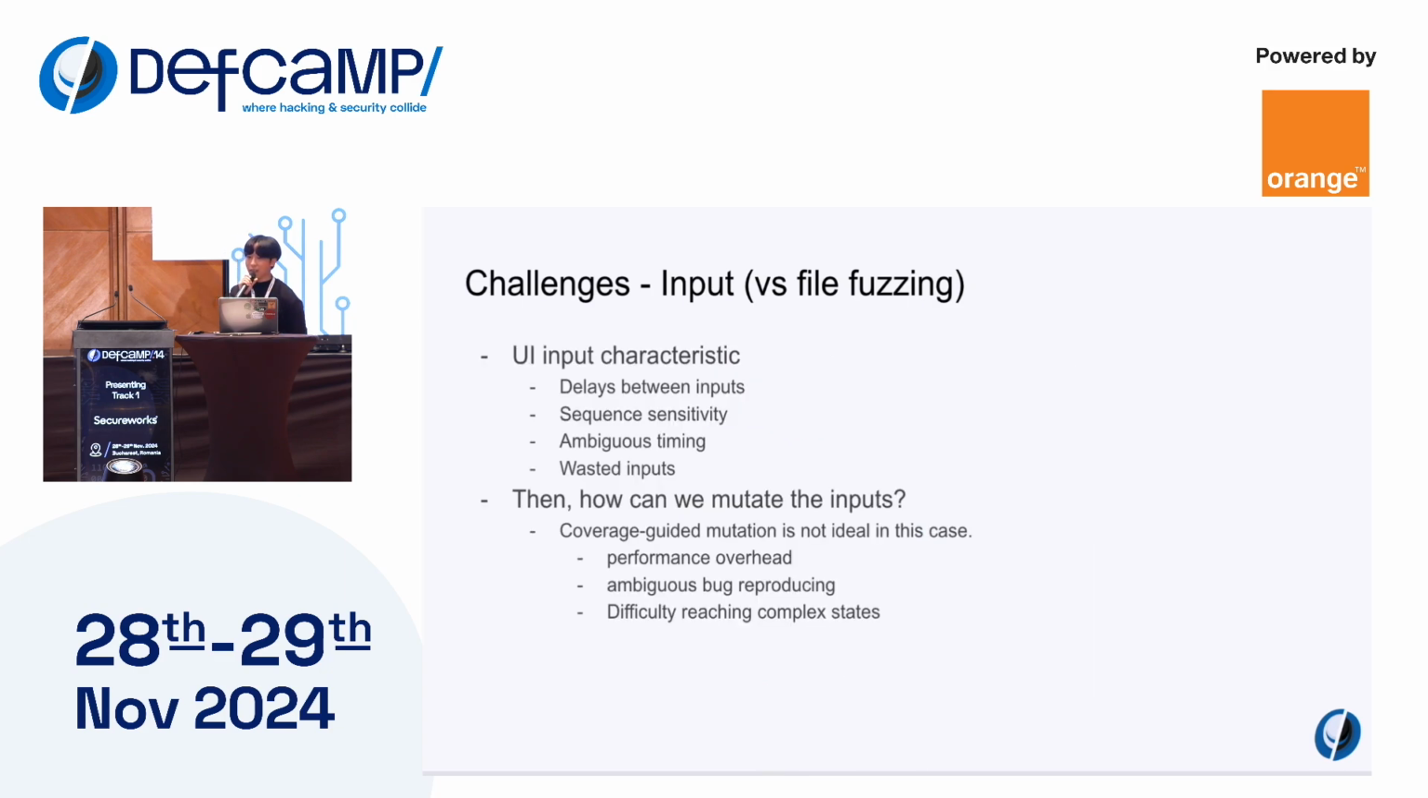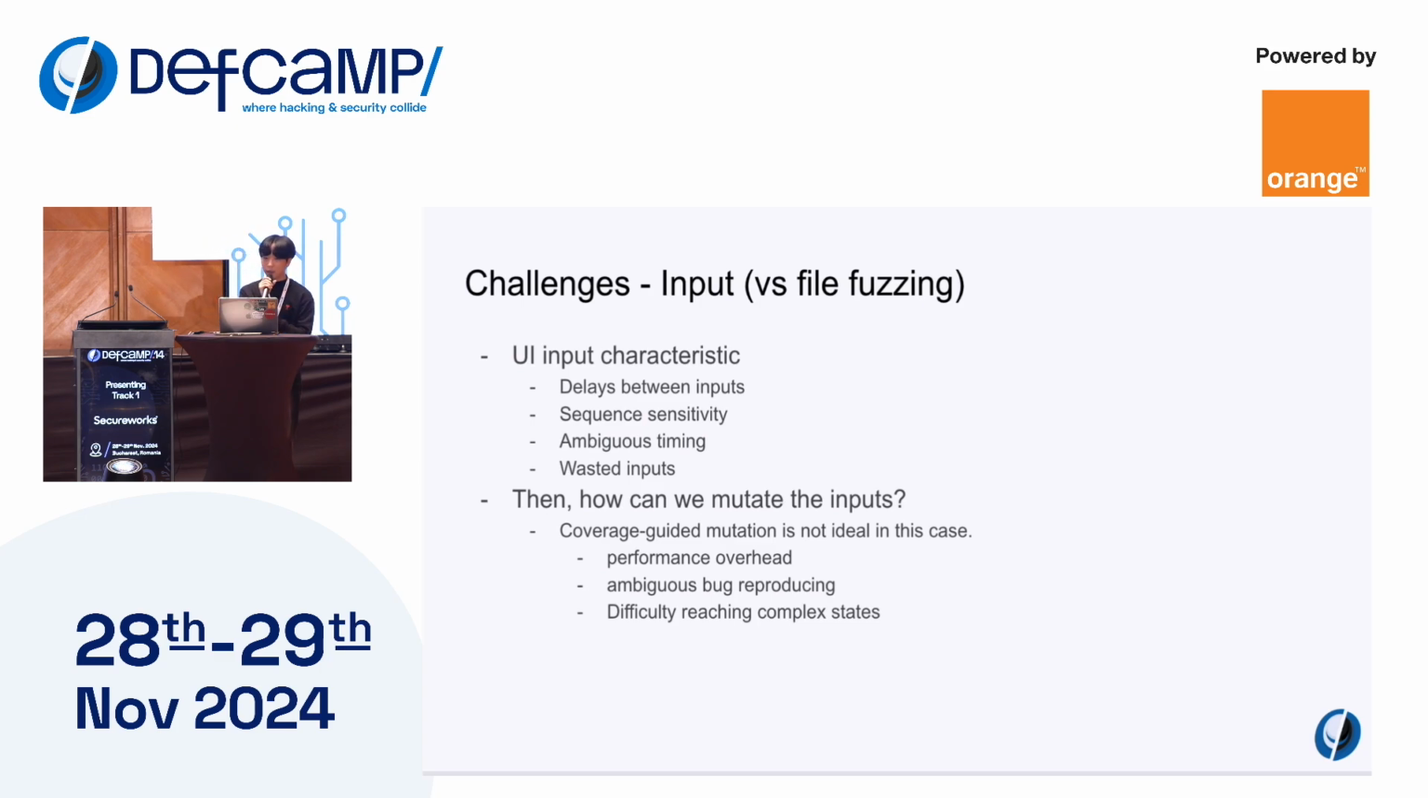So let's summarize the characteristics of UI input. First, like file fuzzing, we need to introduce delays between inputs because each event is processed one by one. Without this delay, the program might not handle the input properly, and it might also not be usable in real-world scenarios because a normal user usually clicks once at a time.